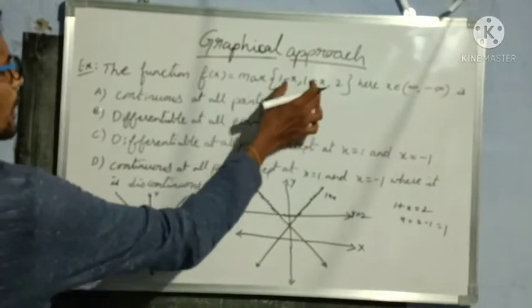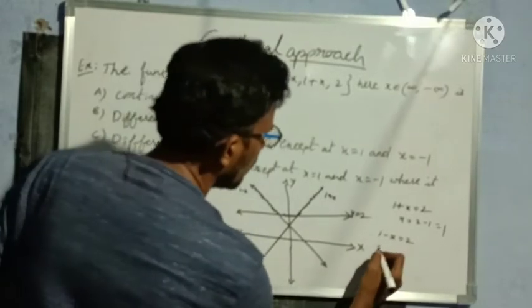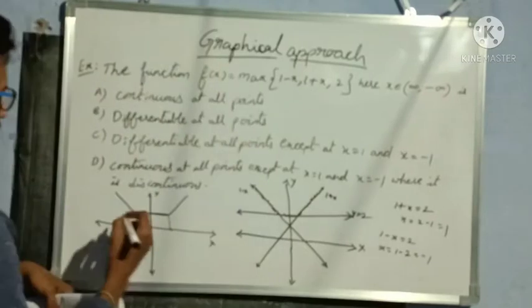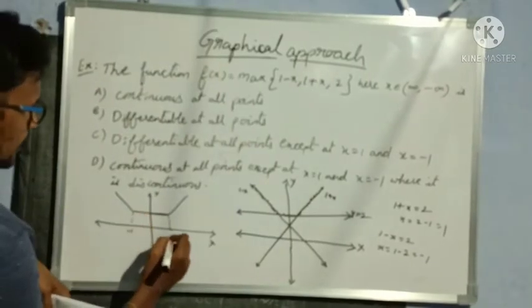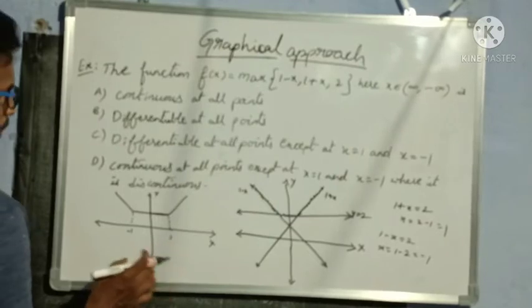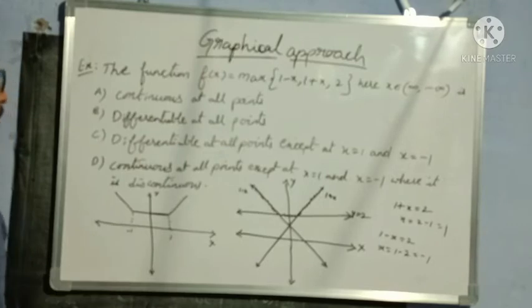In the same way, if we equate 1 minus x and 2, then 1 minus x is equal to 2, x is equal to 1 minus 2, that is minus 1. So at minus 1 and 1, we are getting sharp corners, so this graph is not differentiable at 2 points, that is x is equal to minus 1 and x is equal to 1.